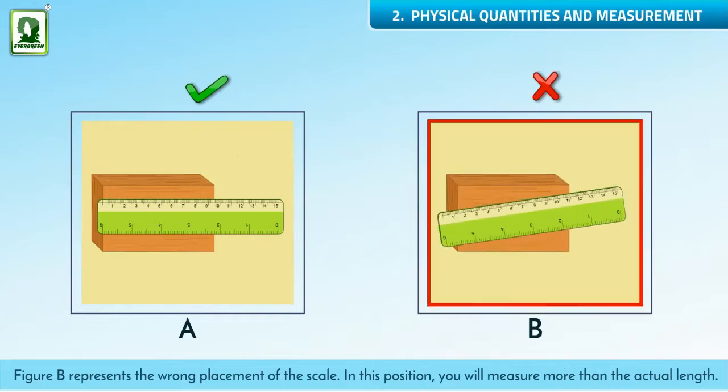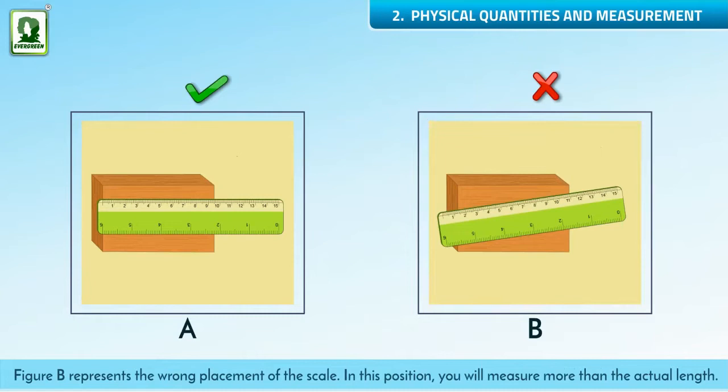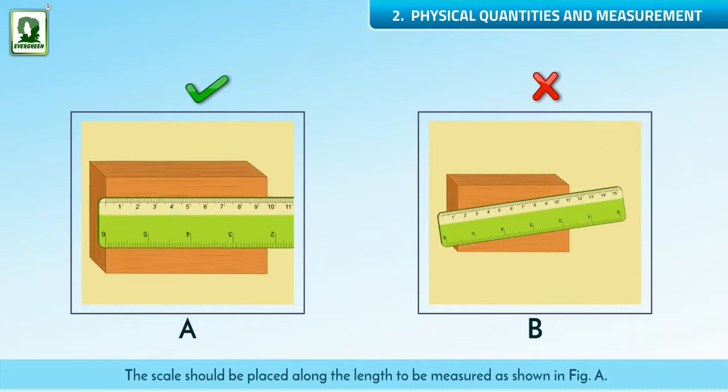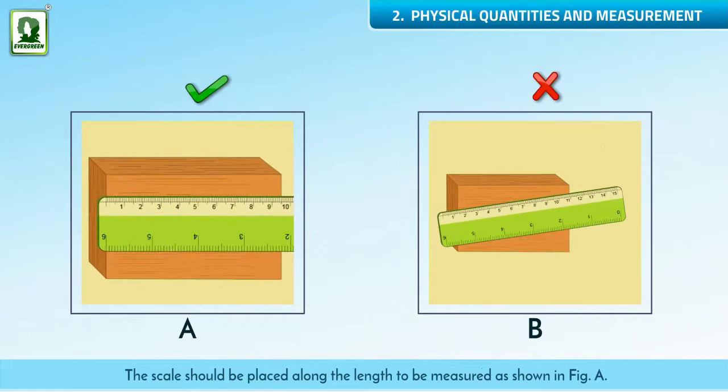In this position, you will measure more than the actual length. Hence, for correct measurement of length, the scale should be placed along the length to be measured as shown in figure A. The scale should be placed very close to the object to be measured.